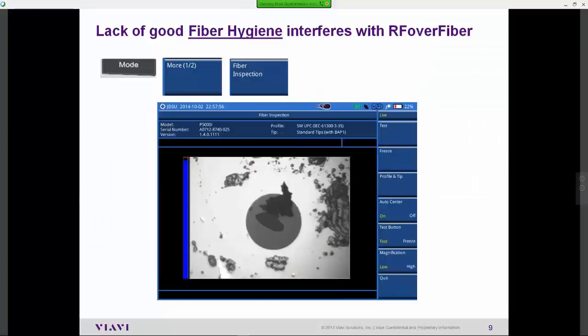But I also want to make sure that you clearly understand fiber, and especially dirty fiber, can be a clear source of conducted interference, meaning that you've got something that's going to interfere with the RF coming over the fiber. And I really like the expression fiber hygiene.